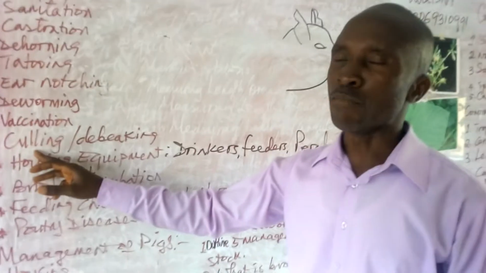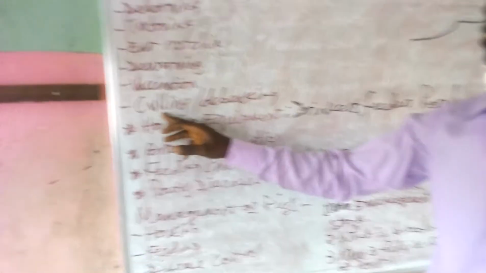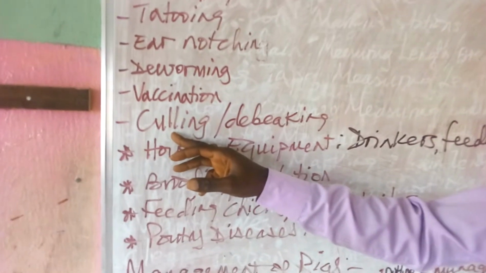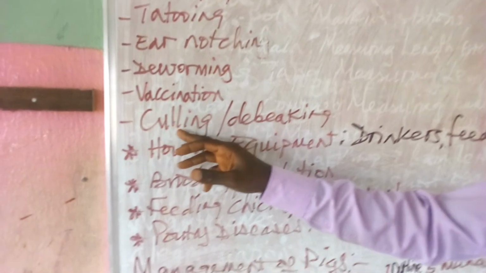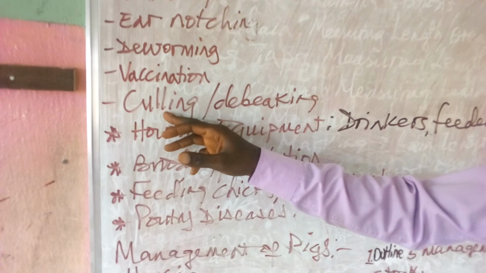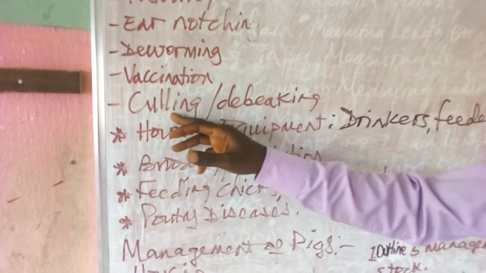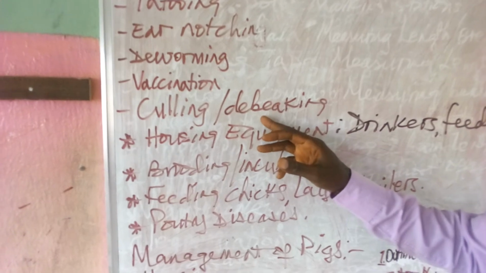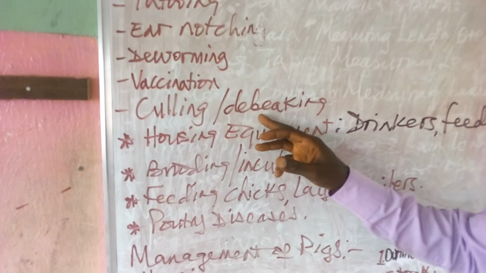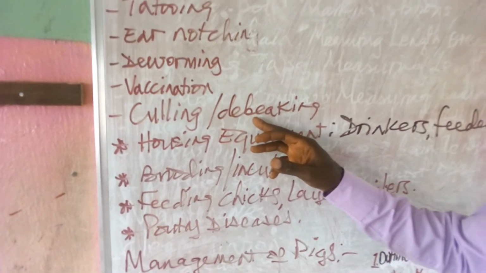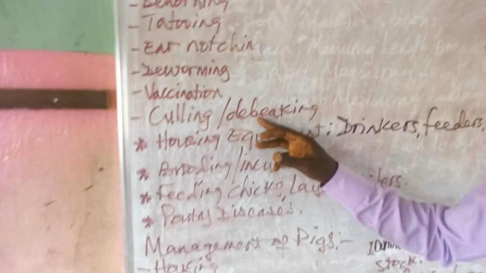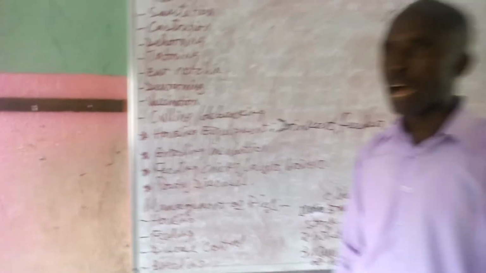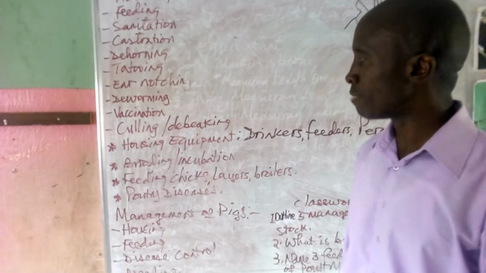Then culling is the removal of birds or animals that are not performing very well, are not growing, they're just eating food and occupying space. So you remove them so that the ones that are growing and feeding well will have more space and more food. Debeaking is the trimming of the beak of poultry so that they will not use them to peck one another and cause cannibalism. So these management practices ensure that the animals do very well and produce the good products that you need.